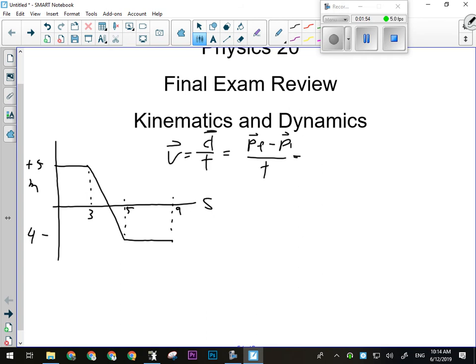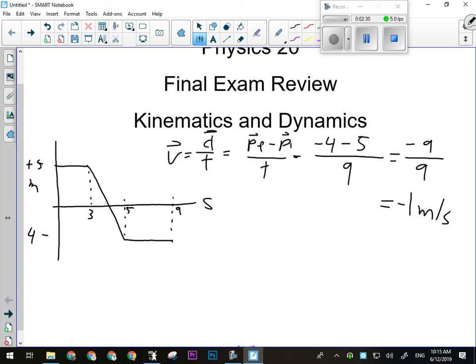So my final position is -4 meters, okay? And my initial position was +5 meters. Everybody okay with that? And this whole thing takes 9 seconds. All right, so I've got -4 minus 5, so that's going to be -9 divided by 9. What's my average velocity? -1 meter per second. Yes, because I didn't give you anything else, right?